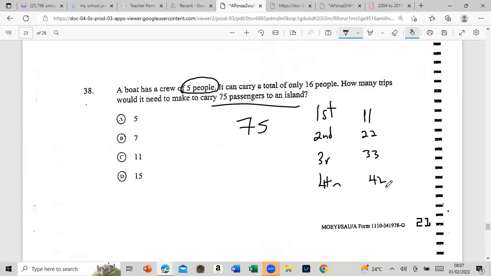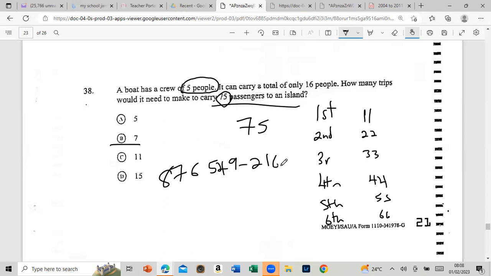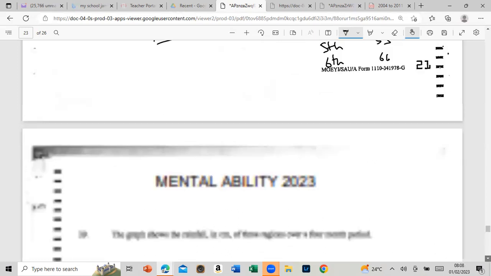Fifth trip. Make sure you guys get the point on 55. Sixth trip, 66. Alright, so it's going to take 70. Yo, well done. This one was a good one. Initially I was thinking you can carry 16 people and then the 5, but that makes no sense. It can only carry 16 people. But in order to carry 75 people, you have to make 7 trips, as it's 11 per trip.